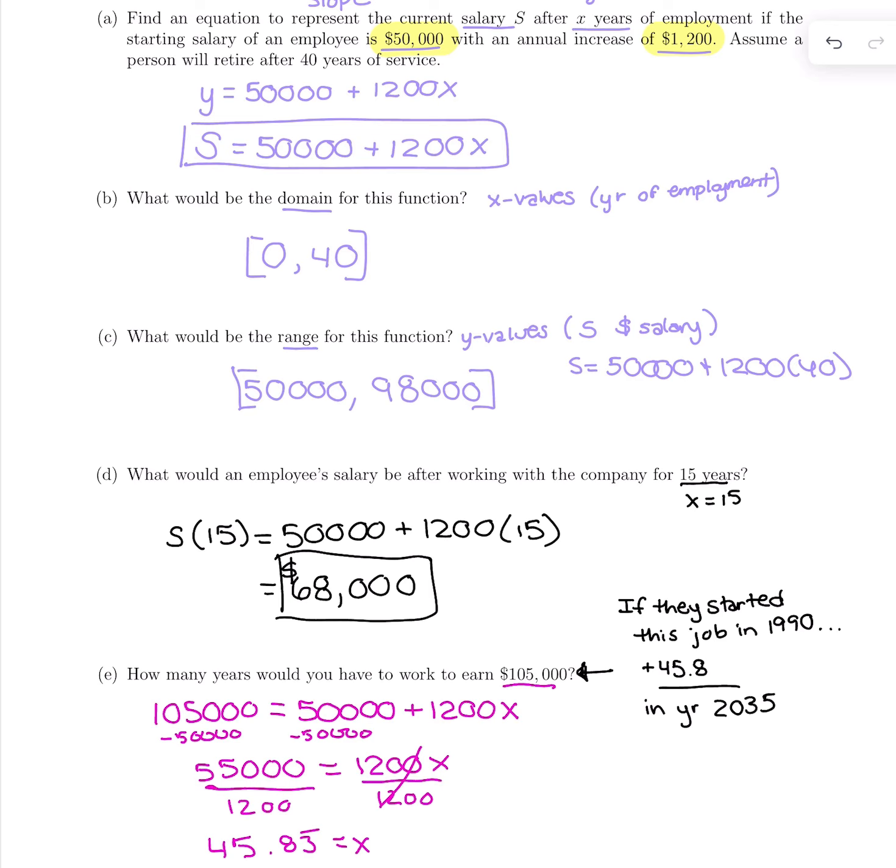Just to prepare us, we're going to be asked in which year does things happen. So if they started this job in 1990, the year in which they would make 105,000 would be 2035, because it'd be 45.8 years later. So it'd be later in the year in 2035.